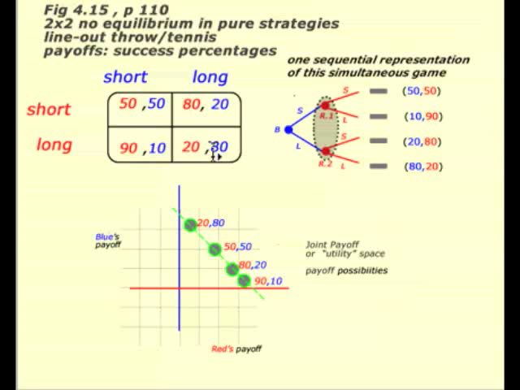If the blue guy goes long, the red guy should go short because 80 is better than 20, okay? And if the red guy goes short, then the blue guy should go short. And then it's that circular reasoning. It's like, well, if he does this, then I should do that. But if I do that, he will do this. And you just keep going around in a circle.